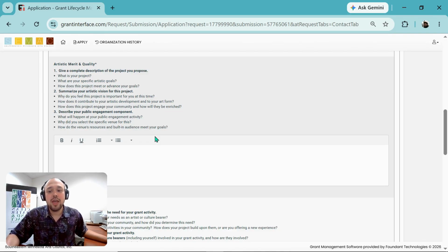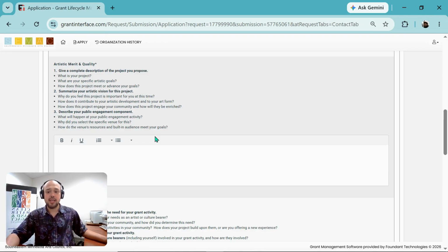Finally, notice how every section supports the others. The artistic vision, community need, public engagement, partnerships, and venue all point toward the same overall project. By the time reviewers finish reading, they aren't just evaluating individual answers, they have a clear understanding of the proposal as a whole.